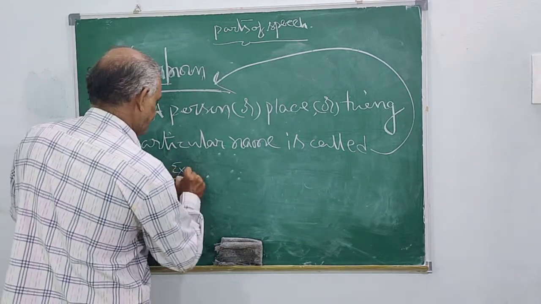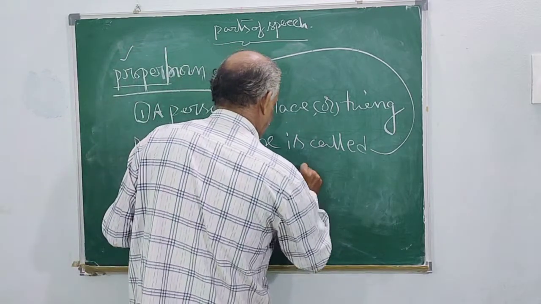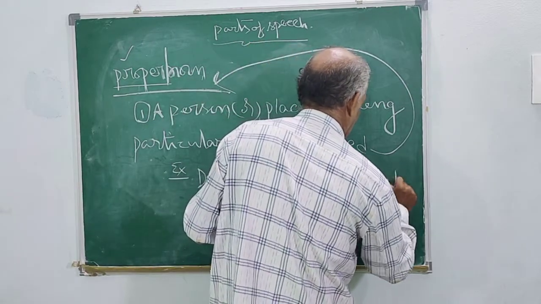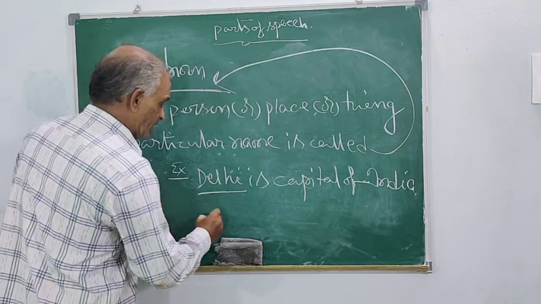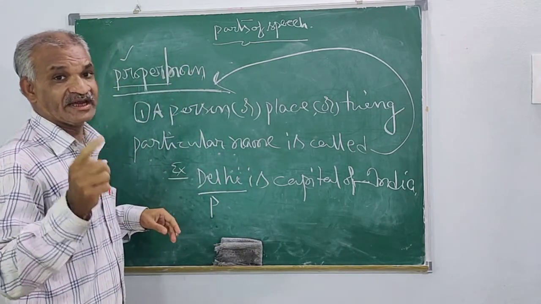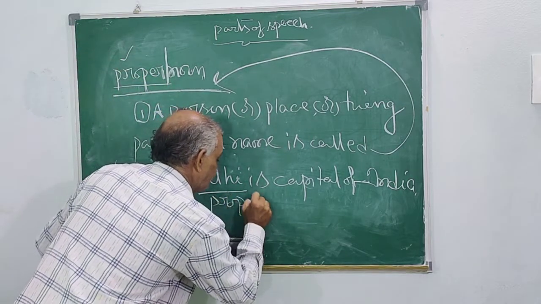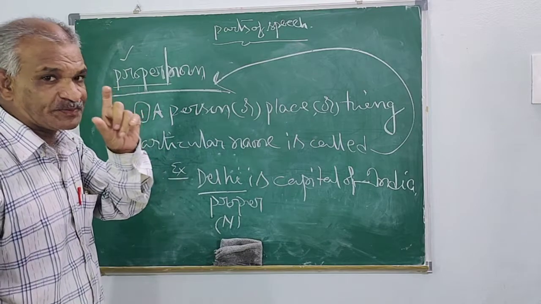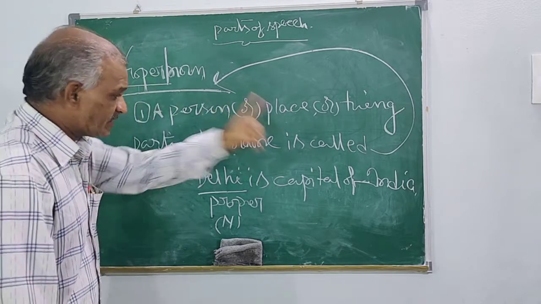For example, Delhi is the capital of India. Delhi will be called a proper noun. Don't write PN, because if you write like that, that may be pronoun. So always write proper noun. Why? Because Delhi is the particular and specific name for that place.